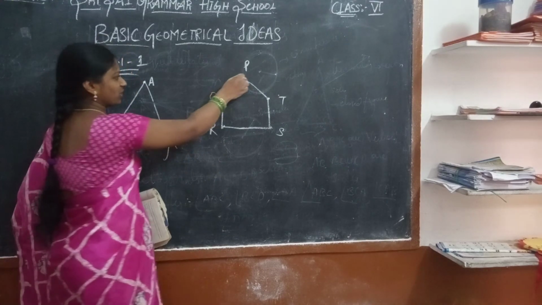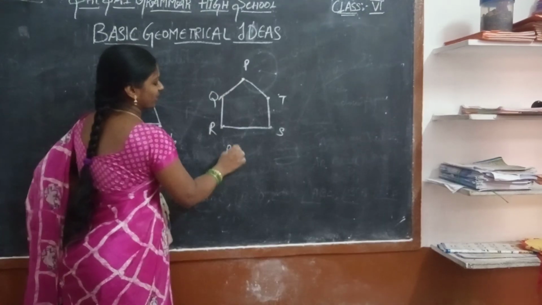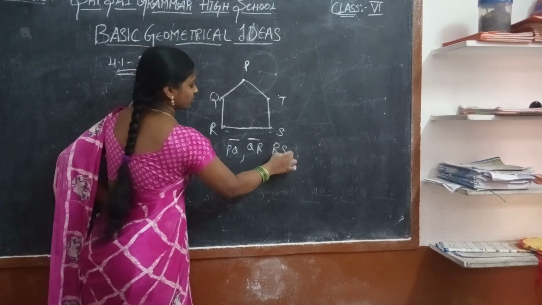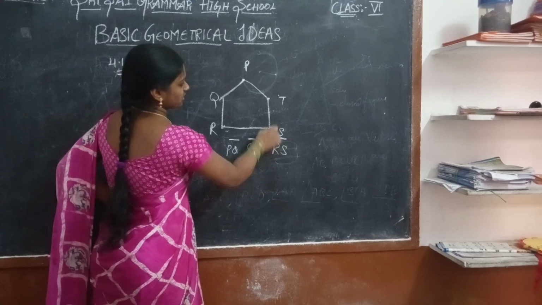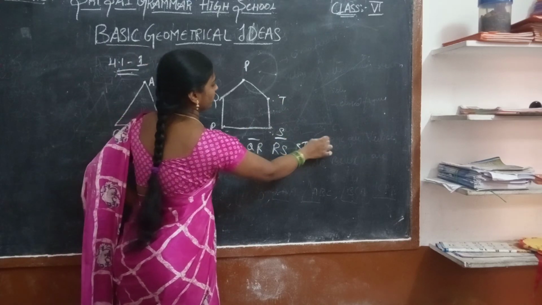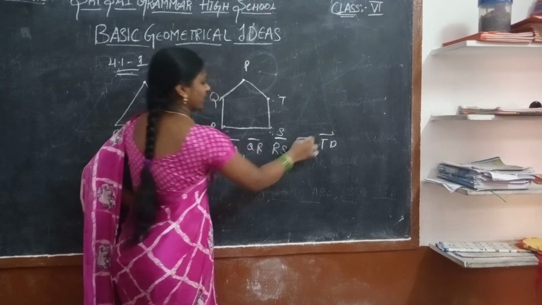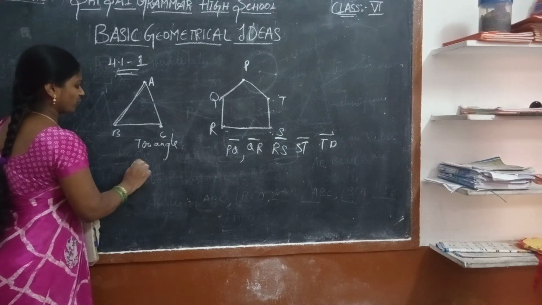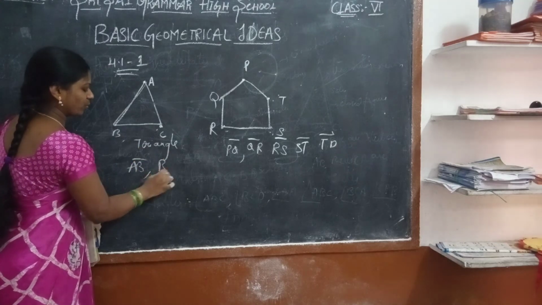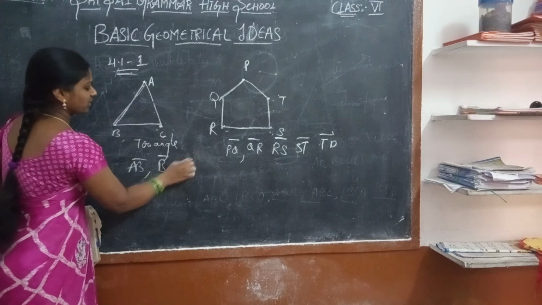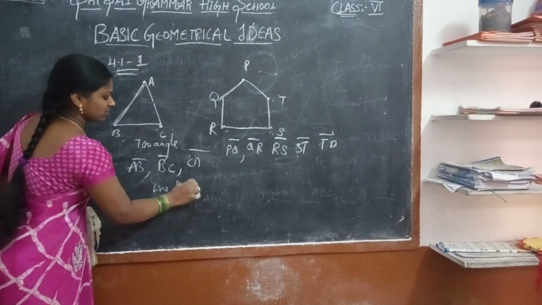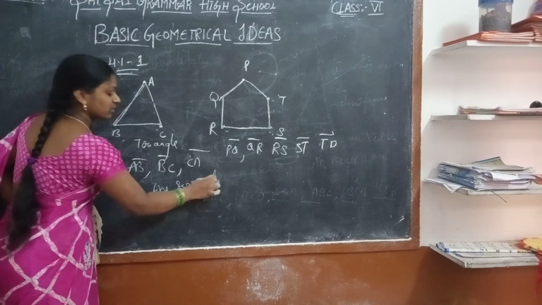Yes, PQ is one line segment. QR is one line segment. RS is one line segment. ST is one line segment. TP is one line segment. Yes, here also AB is one line segment. BC is one line segment. And CA. These are the line segments.